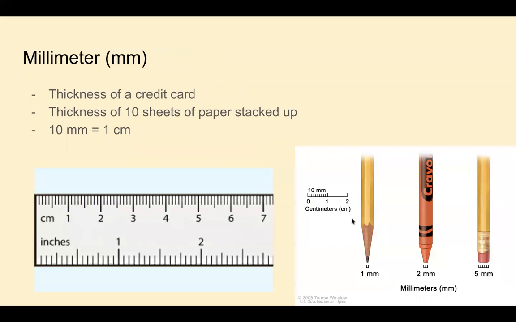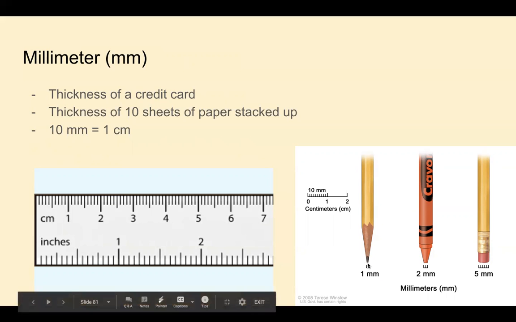Our first example is a millimeter, or mm. It's about the thickness of a credit card, or about 10 sheets of paper stacked up. And there are 10 millimeters in 1 centimeter. If you look at a ruler, it is the little lines that are on the centimeter side of the ruler. It's also about the width of pencil lead.